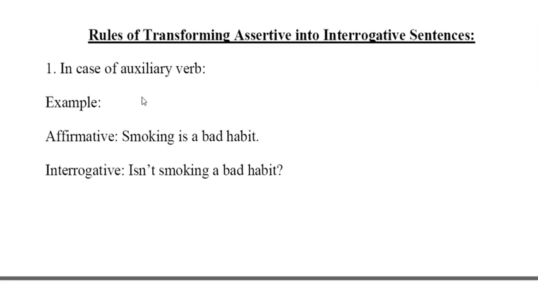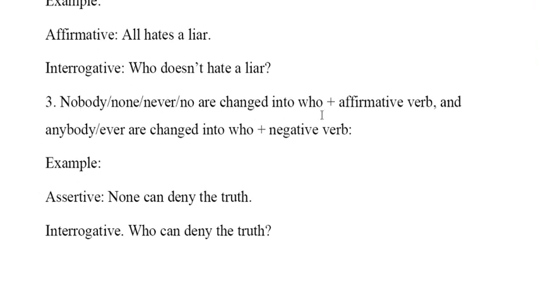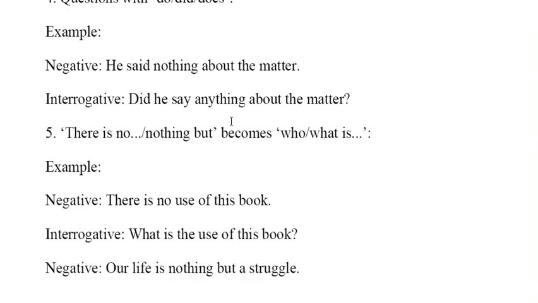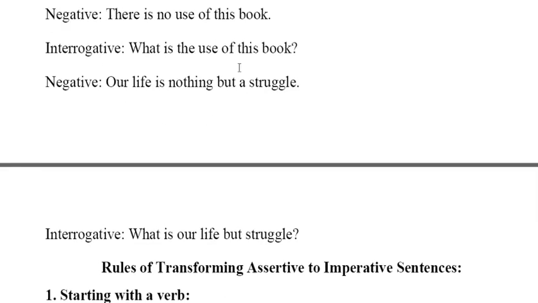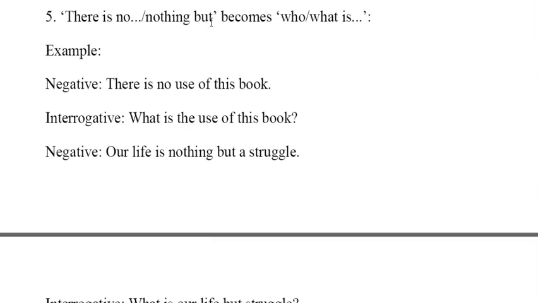For interrogative, first it is like with an auxiliary verb. We will take the auxiliary verb with negative contraction at the beginning, and we'll take do, does, did with WH words. Otherwise, if you find nobody, none, never, it will be like who plus affirmative word; anybody, ever, who plus negative word. And questions with do, does, did will be changed according to tense, we'll take do, does, did, and the other things as usual. And the last one was there is no, nothing, and for this we'll take who, what is.